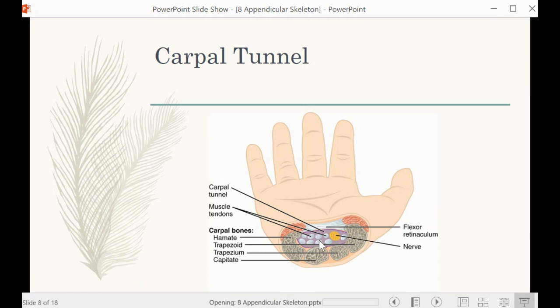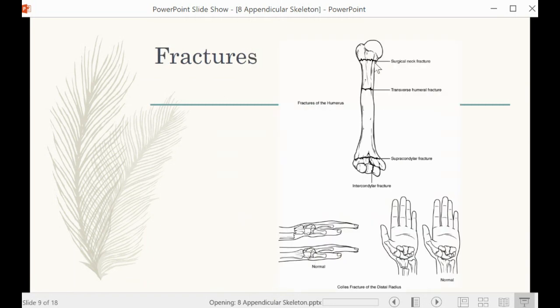And so you may have heard of carpal tunnel syndrome. Carpal tunnel syndrome can occur when that nerve gets a little bit bunched, because look at all those bones packed in there, right? And then we have all these tendons, and so that nerve can get a little bit squished. We can also get some fractures here.